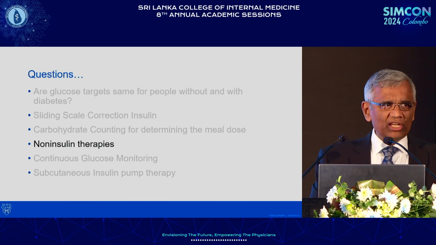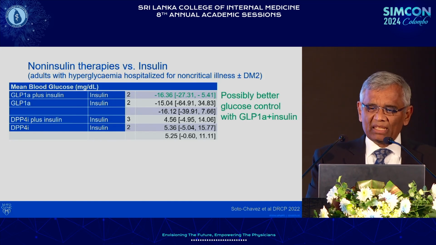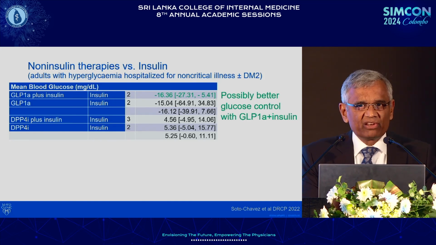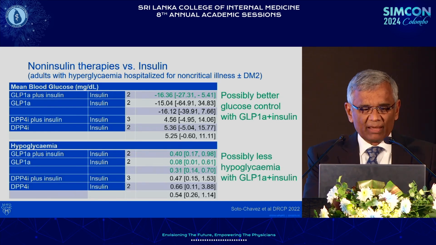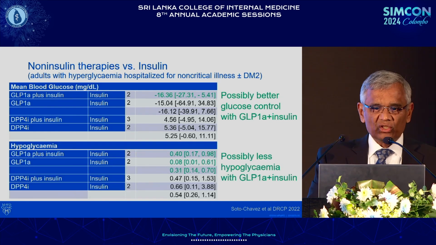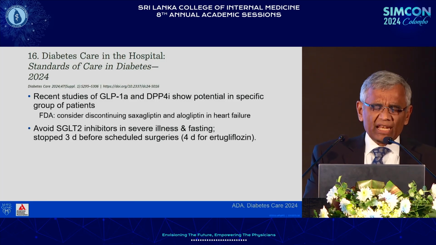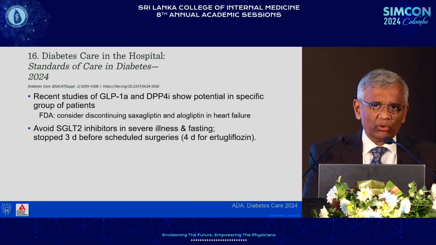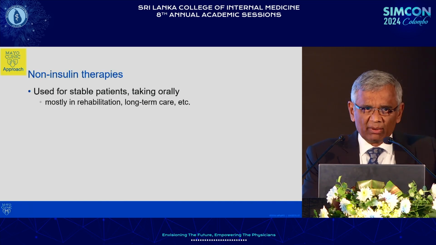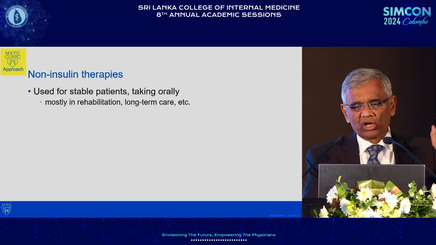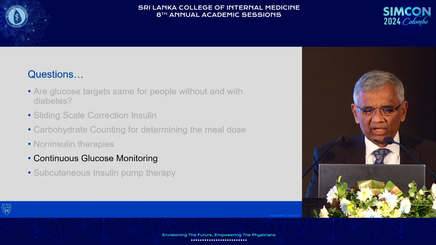Very briefly, about 3 other things over the next 2 minutes. Non-insulin therapies. It has been shown possibly better glucose control when we use GLP-1 receptor agonists with insulin while in hospital, and possibly fewer episodes of hypoglycemia. So it appears that there is some benefit of using these agents while in hospital. We don't use SGLT2 inhibitors in hospital. We use them only in stable patients in rehabilitation ward or those on long-term care. Otherwise, as a standard, we use only insulin.